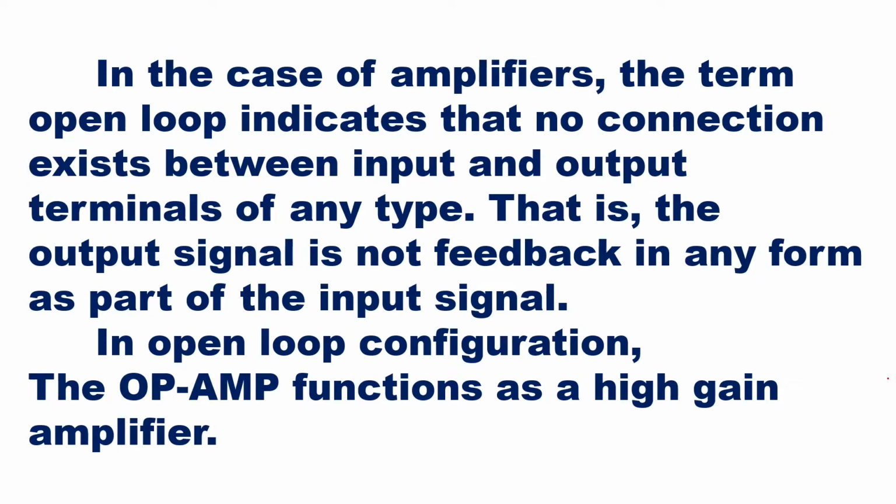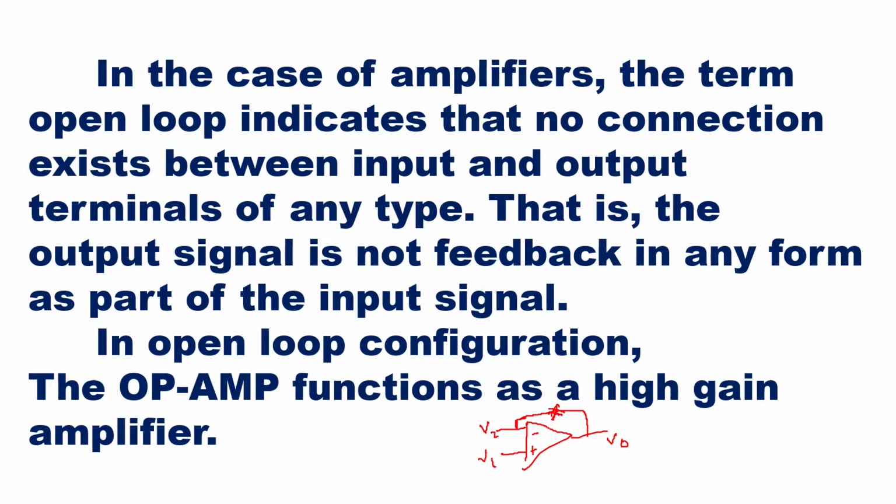So whenever an op-amp is drawn, it has two input terminals, and the difference of the two input terminals is amplified. Here you can see these are the two input terminals, minus and plus. This is your V2, this is your V1, and the output will be V0. There will be no connection between input and output terminals, so this will not be there for open loop configuration.